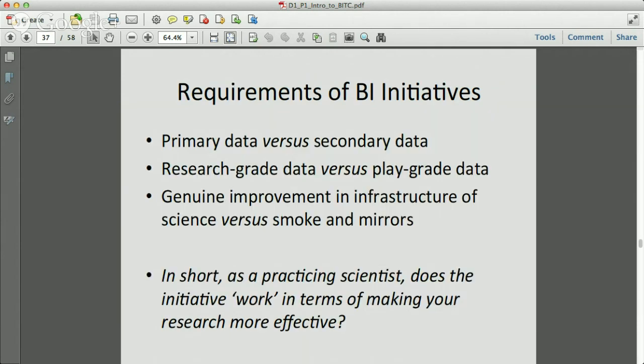So when we talk about biodiversity informatics initiatives, my question will always be, as a practicing scientist, does that initiative work in terms of making your research or your analysis more effective?